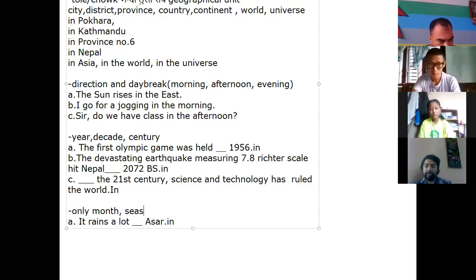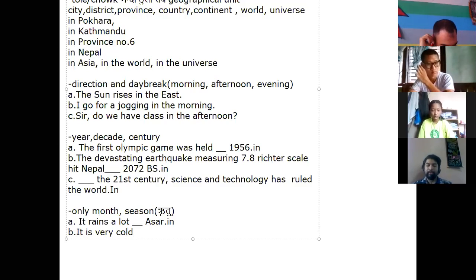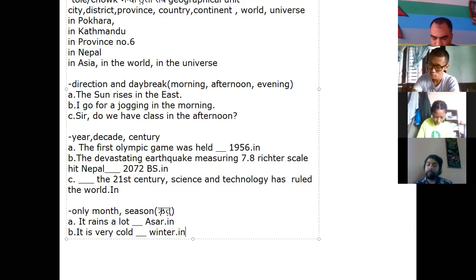Next one is season, right? Season meaning, what do you mean by season? Ritu. Very good. So even for season you use in. For example, it is very cold dash winter. What do you write? Winter is season. In winter. So in winter. Very good.